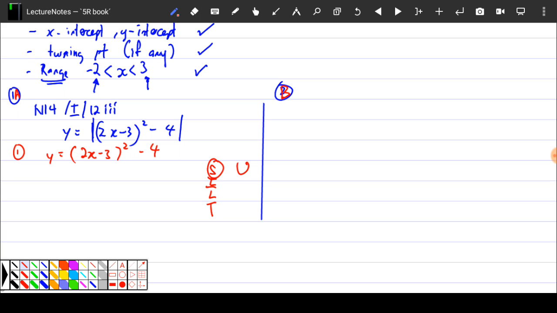The intercept, I try to find the y-intercept first. I put x equals 0. So I put 0 inside, then this is negative 3 squared, 9. 9 minus 4, 5. So this is (0, 5). I just stop here first.